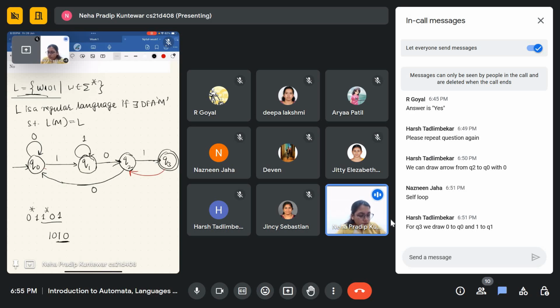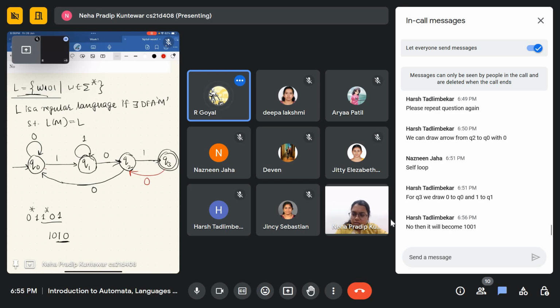Right. So my claim is that if you are at Q3 and you read a 0, then you go to Q2. Is that idea okay, or maybe shall I repeat? I think in this case, the string 101 is getting accepted, which is not a valid string, which is not part of the language. So why is it accepted?